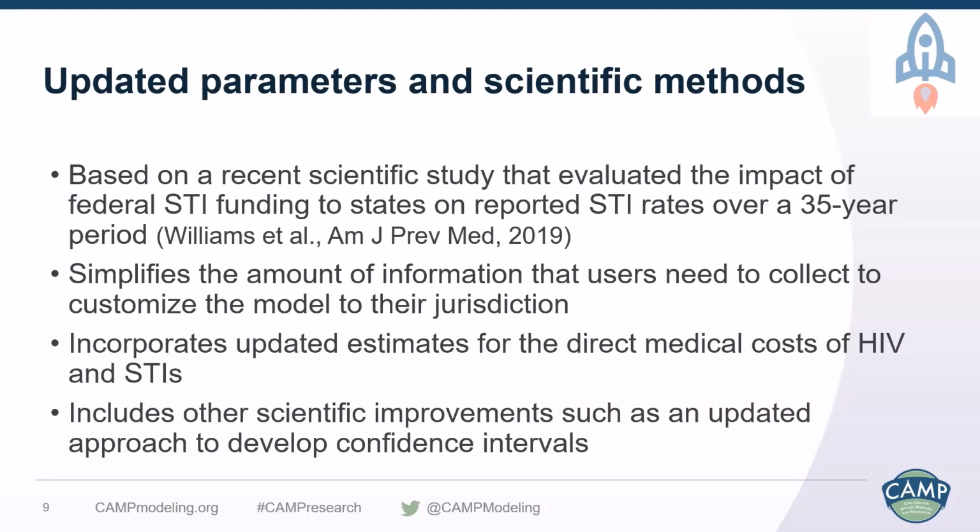So what is new with the underlying methods? First, we updated the methods to rely on a more recent study that evaluated the impact of federal STI funding on rates of gonorrhea and chlamydia at the state level, based on 35 years of historical data. Next, we listened to our users and adjusted the methods so that you do not need to collect as much information to customize the model to your settings. Third, we updated the model to include the most recent estimates of direct medical costs for each infection. Finally, we made several other scientific improvements, such as updates to the confidence intervals.